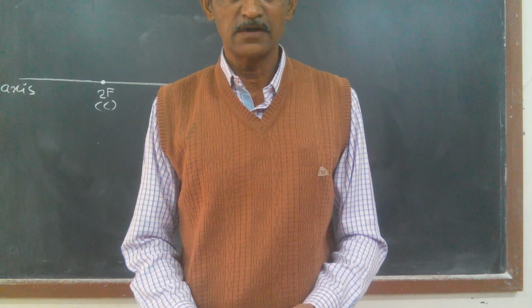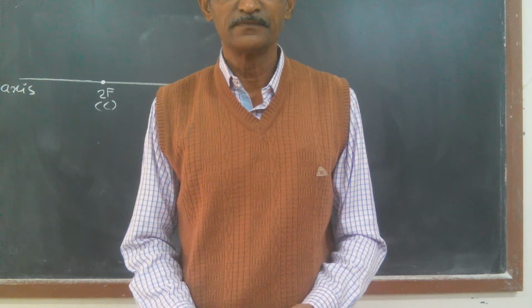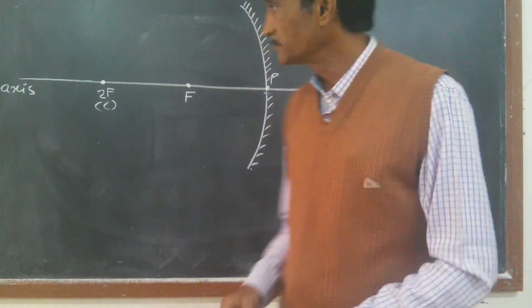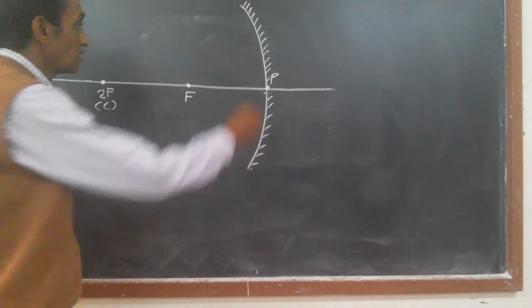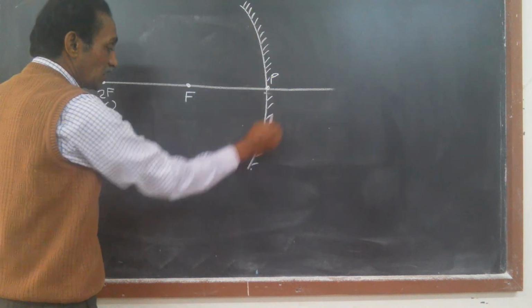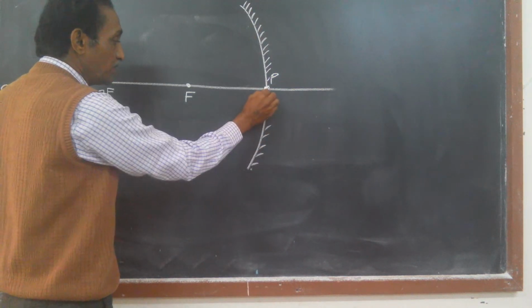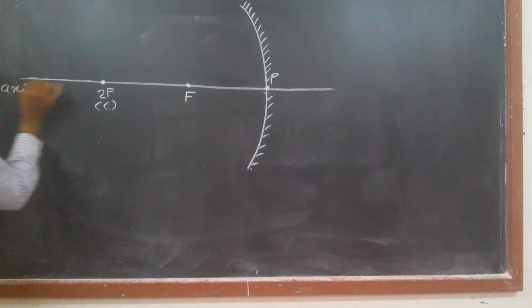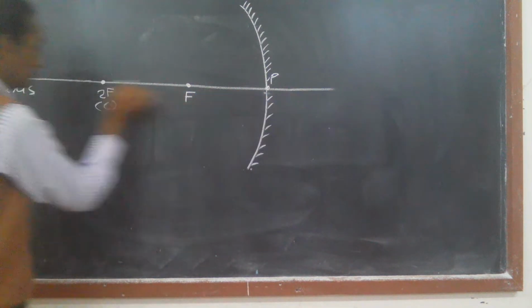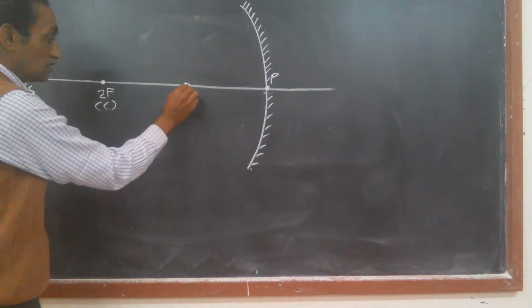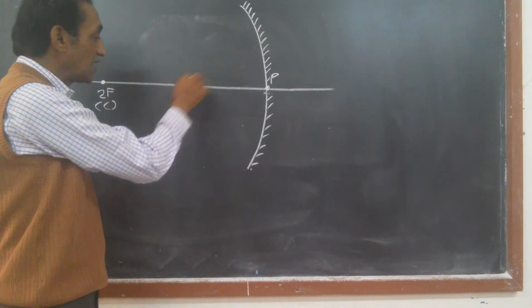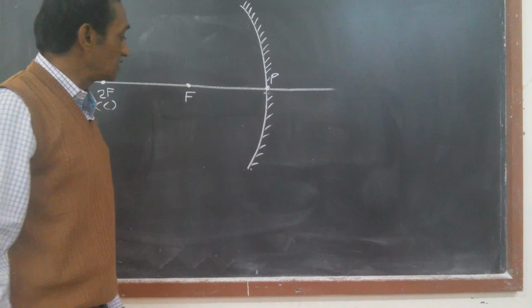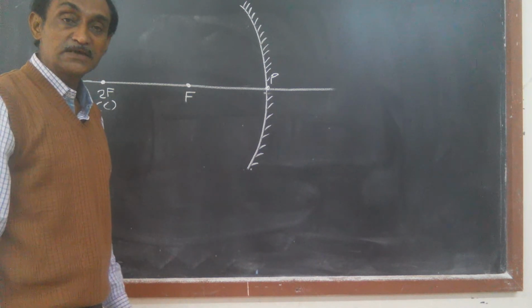First, we understand reflection of light by concave mirror. As you can see in this picture, here is a concave mirror having pole P and this is the axis of mirror. The point on the axis at which the reflected light is focused by the mirror is known as principal focus.